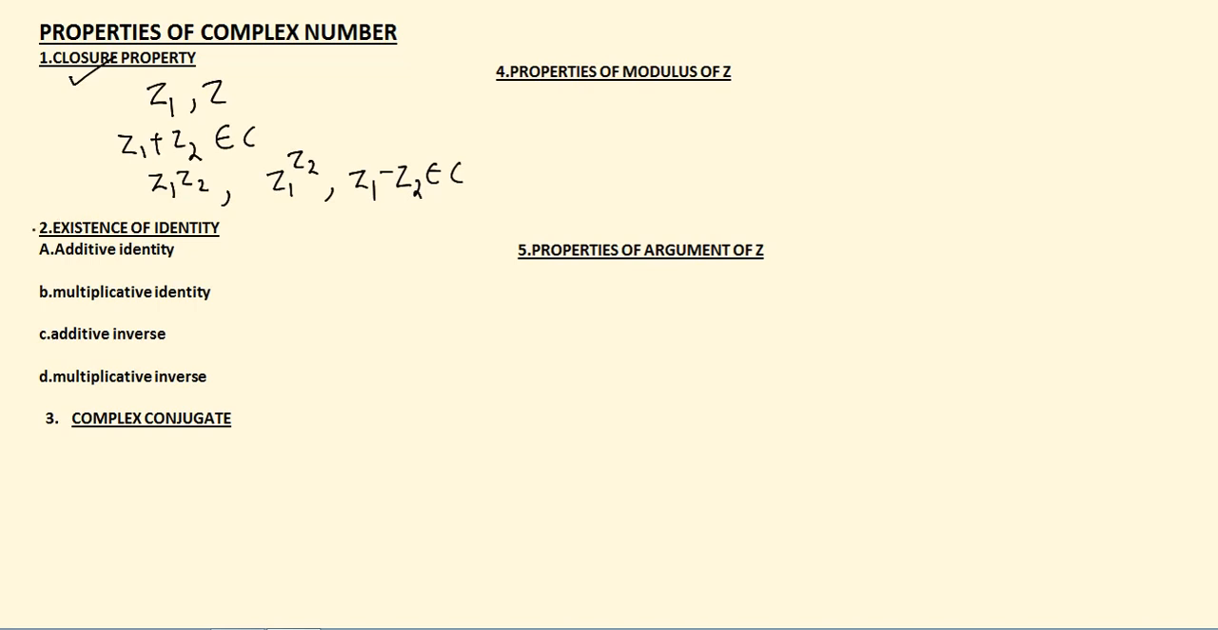The next property is the existence of identity. The first one is the additive identity. That means z plus 0 equal to z. It signifies that for a complex number z there exists a complex number such that their addition is z. So 0 is the additive identity of z.